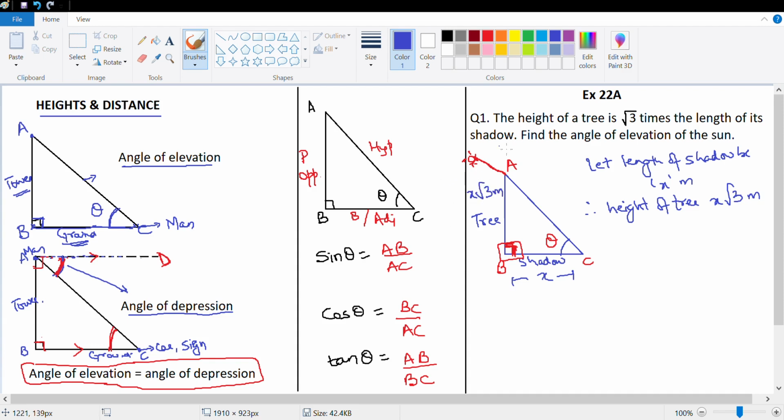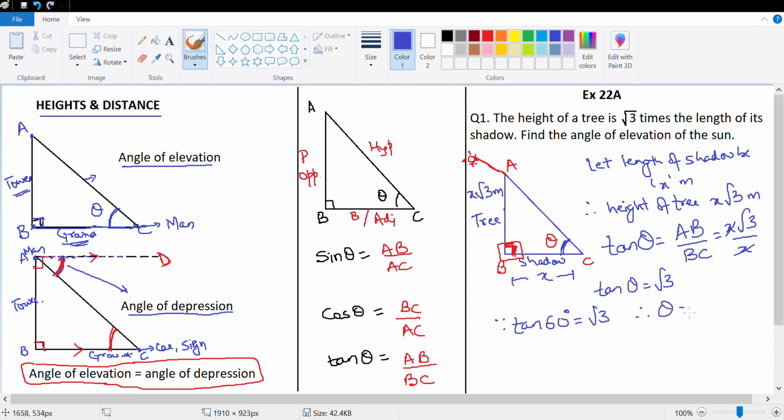Now that we have our basic thing clear, let's figure out which trigonometrical ratio works if this is the angle of reference. So we're looking at perpendicular upon base, which means we're looking at tan. So tan theta would be equal to AB upon BC. In this case, x√3 upon x, where x gets cancelled. So tan theta is equal to √3. Since tan 60 degree is equal to √3, therefore theta is equal to 60 degree, which means the angle of elevation of the sun is 60 degree.